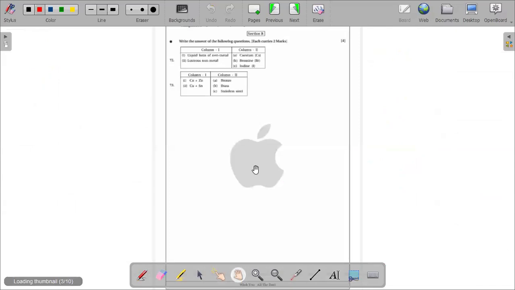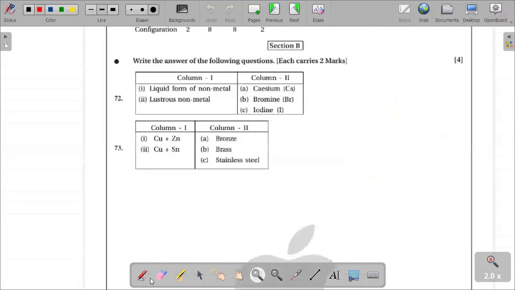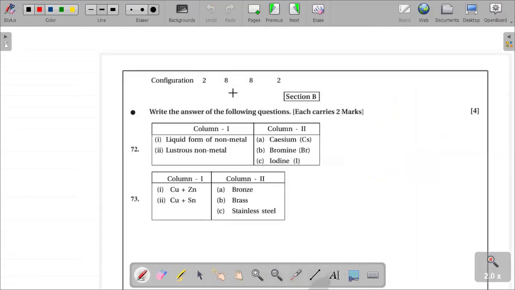Now here the question: the electronic configuration of calcium will be 2, 8, 8, 2. So K shell 2 electrons, L shell 8 electrons, M shell 8 electrons, N shell 2 electrons. So here 1s2, 2s2, 2p6, 3s2, 3p6, and 4s2. So this is the electronic configuration.